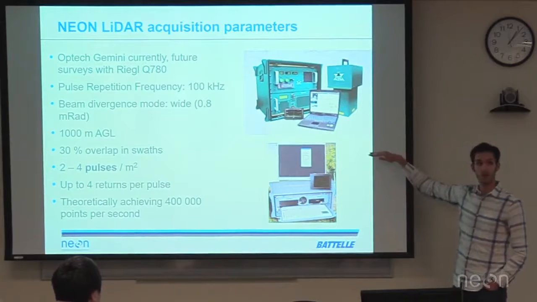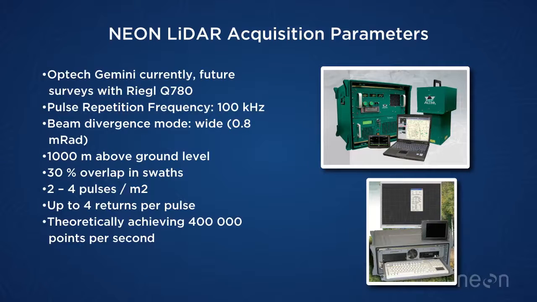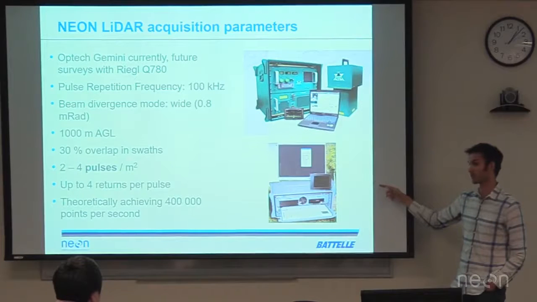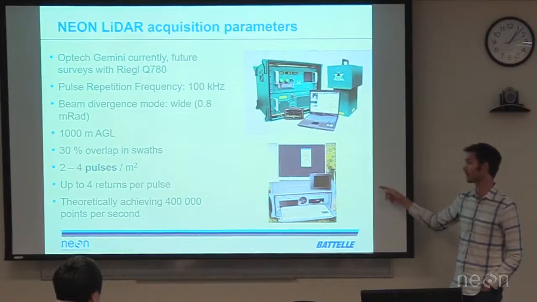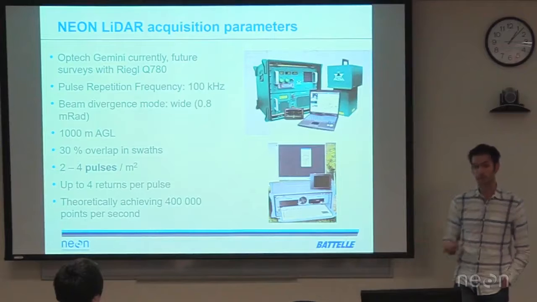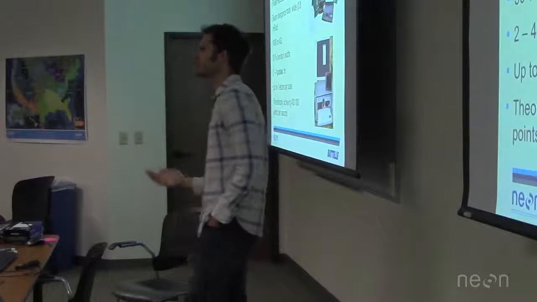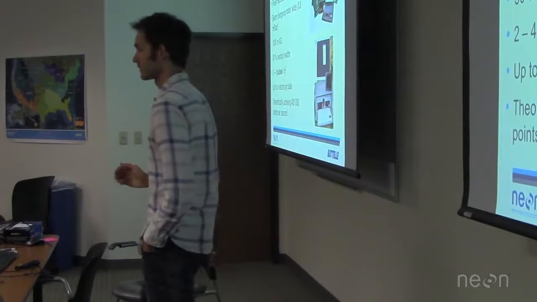We have 30% overlap in our flight lines, and so that gives us 2 to 4 pulses per square meter. In the overlapped areas, we get 4 pulses per square meter, but in the non-overlapped areas, we get 2. It's capable of recording up to 4 returns per pulse on the discrete LiDAR, so theoretically we could achieve 400,000 points per second, but generally you'll never get 4 returns on every pulse.